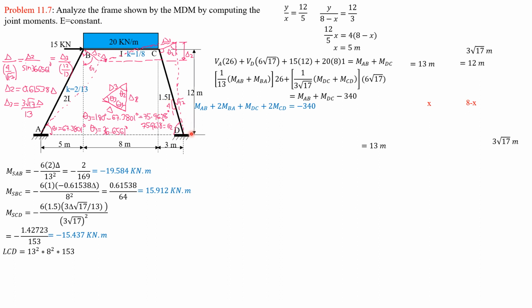The length of the member is square root of 3 square plus 12 square. So 3 square root of 17. So therefore, 1.5 over 3 square root of 17, the stiffness is square root of 17 over 34.